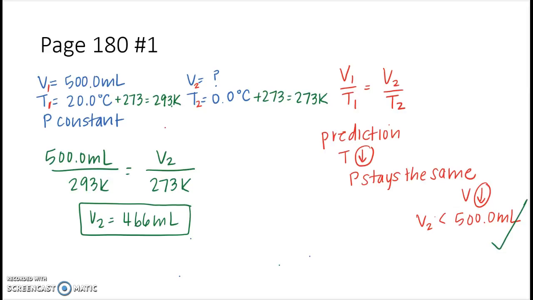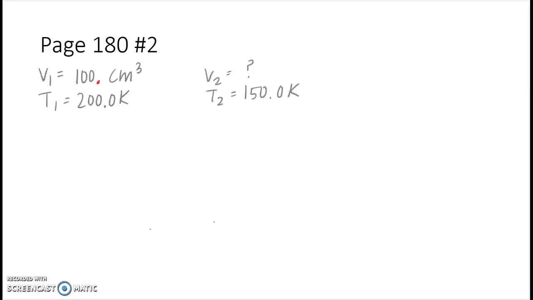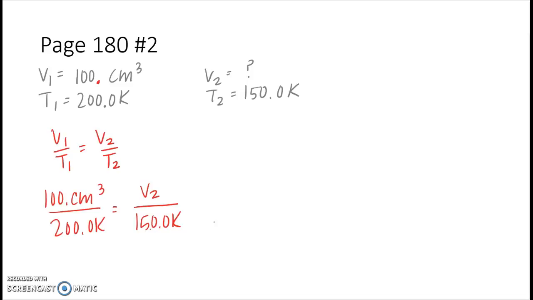All right, let's try another one. So this one says, if a sample of gas occupies 100 centimeters cubed at 200 degrees Kelvin, what volume would it occupy at 150 Kelvin? Let's write down what we know. So I'm going to make an adjustment in the problem. They tell you it's just 100 centimeters cubed. I'm going to make it 100 decimal points so that we have 3 sig figs. So this is the stuff that you know. Go ahead and write your formula and then substitute into your formula. So this is what you get when you substitute into your formula.